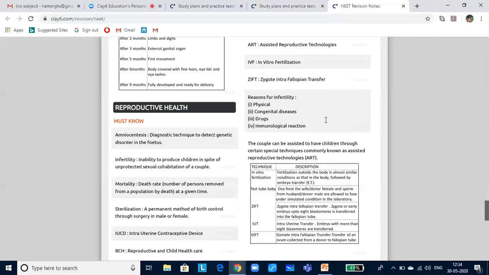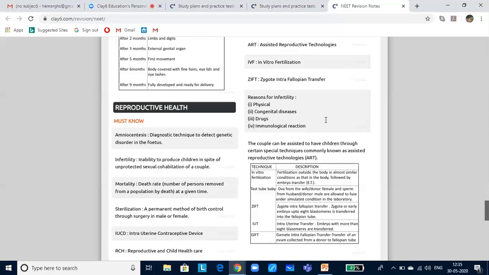In this method, zygote or embryo up to 8 blastomeres is introduced into the fallopian tube. Later on, it is implanted naturally into the uterus and starts growing. Intrauterine transfer: embryos with more than 8 blastomeres are transferred into the uterus in this method. That means their implantation is done directly.